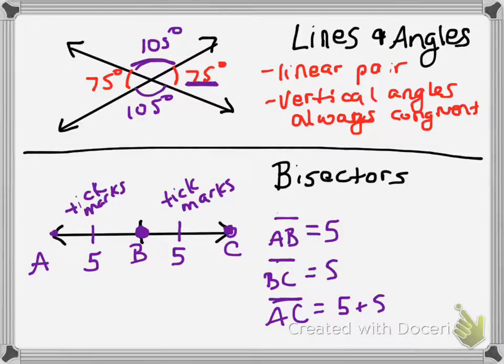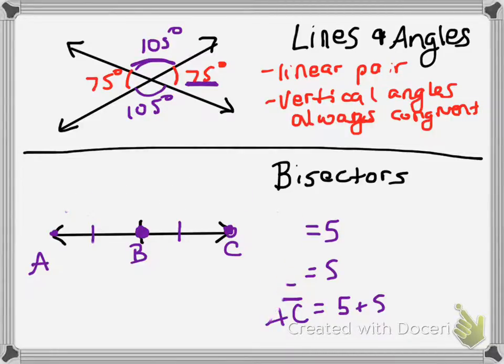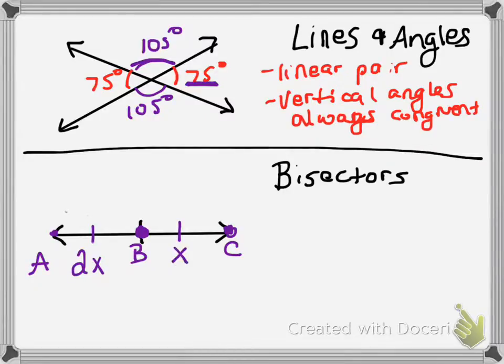Again, you'll see these in different forms. You'll see them with algebra. You'll see them without algebra. Here's a very common way that you see them, and we'll leave it just like it is so that it's still divided. If this is 2x and this is x, and you know that the length from A to C is 24, what is x?